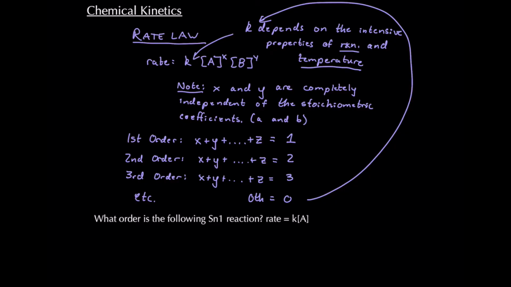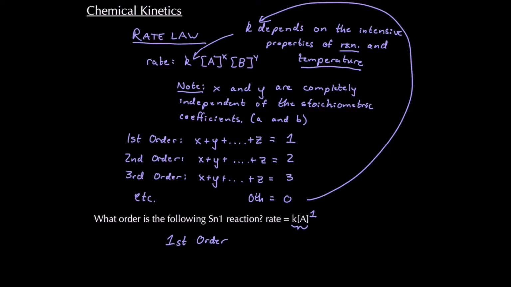So let's take a look at this brief practice problem that says, what order is the following SN1 reaction? So harkening back a little bit to our organic chemistry concepts. The rate law is written as k times the concentration of A. Now to determine what order the reaction is, we need to sum the exponents. And we only have one exponent, and it's 1. So this reaction is a first order reaction.